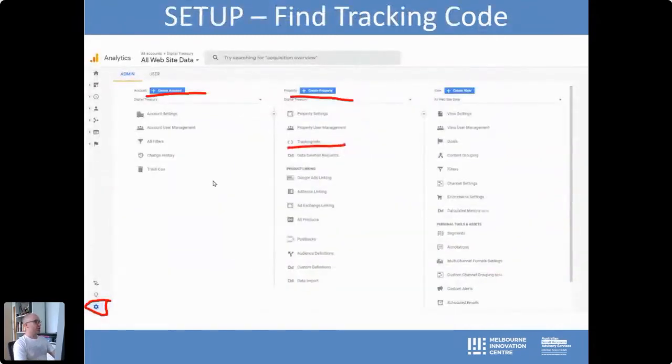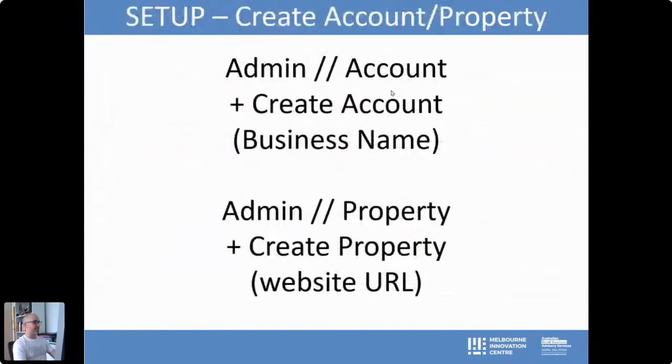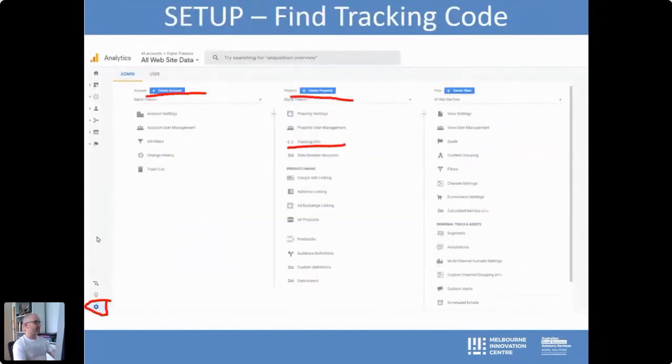All right, so what I'm talking about in terms of setting up and creating the property is when you come into Google Analytics, it'll be a screen like this. On the bottom left, there's a cog, which takes you to the settings or the admin area of Google Analytics. What you're going to do is click on create an account, and then once that account's created, you're going to click create property, and then you're going to grab the tracking code for that property.